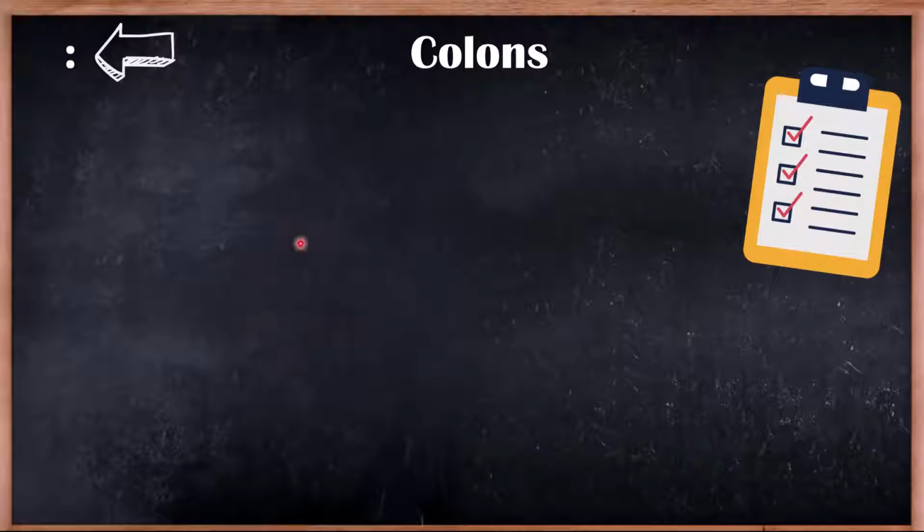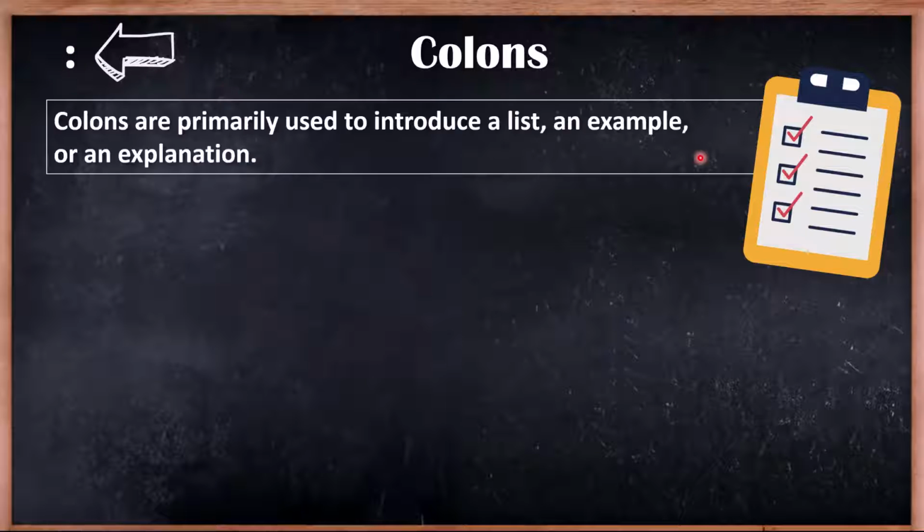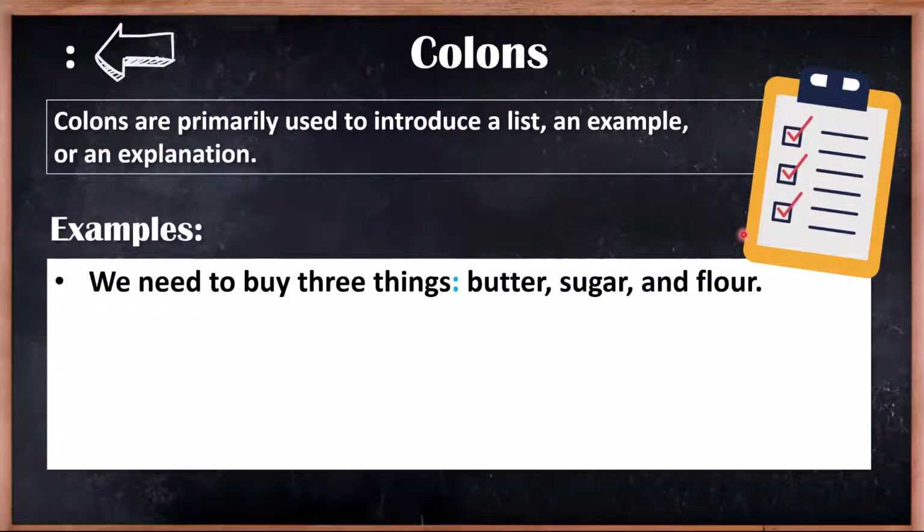So now let's talk about colons. These are colons right here. It's like two periods stacked on top of each other. So colons are primarily used to introduce a list, an example, or an explanation. For example, we need to buy 3 things: butter, sugar, and flour. You can see that this is introducing a list.